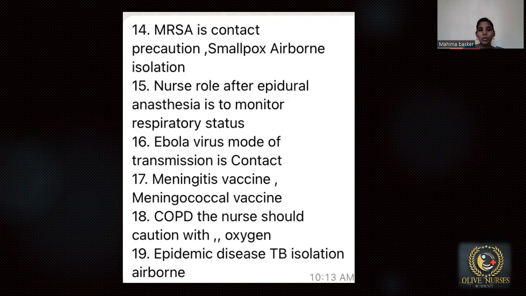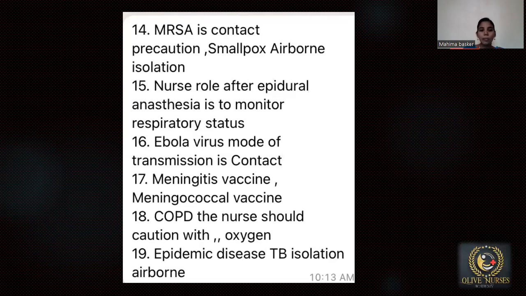Got the point? Next one, Ebola virus. What is the transmission? It is contact. Ebola virus mode of transmission is contact. Got the point? MRSA also needs contact precaution, mainly because of healthcare workers' poor hand hygiene. The lack of aseptic techniques will cause MRSA infection to the patient. Next, meningitis vaccine. What is the vaccine for meningitis? It is the meningococcal vaccine. Got the point?